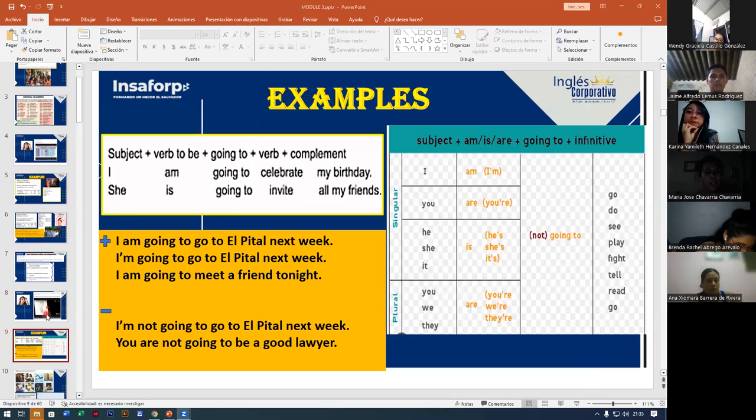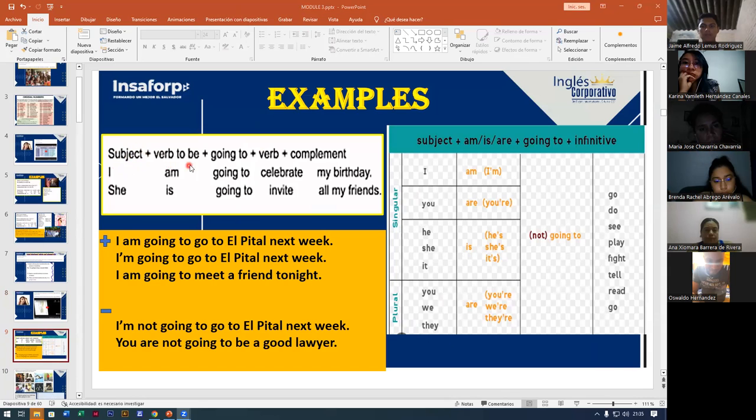All right, watch the video there. So some structures and also examples about that using the simple future. Now, if you notice in that formula, we have a subject, we have a verb to be. Remember the verb to be, you're going to conjugate depending on the subject. After that, we need going to, it's always part of the structure. Then you have a verb, that's the action, in the base form all the time. And then you have a complement.